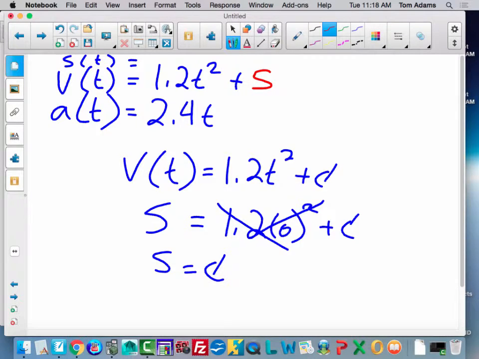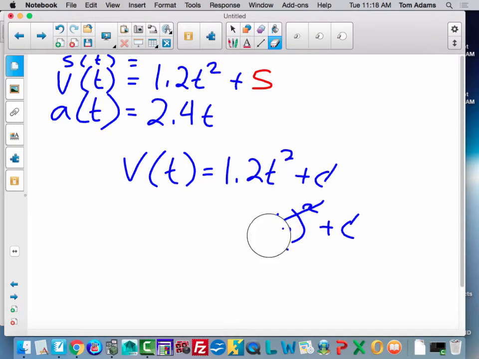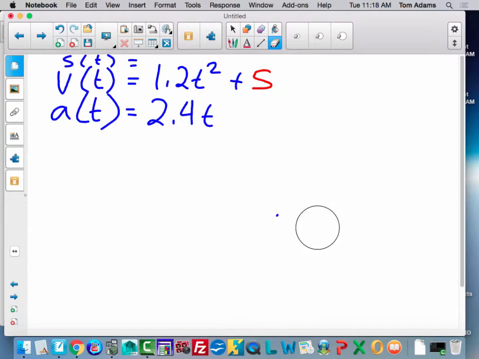My velocity in this particular case, as a function of time, is 1.2 times t squared plus 5. Okay? Well, what was the question for part B? Distance. Yeah, I wanted to know the distance that was traveled. Hey, didn't we just do an example like that?